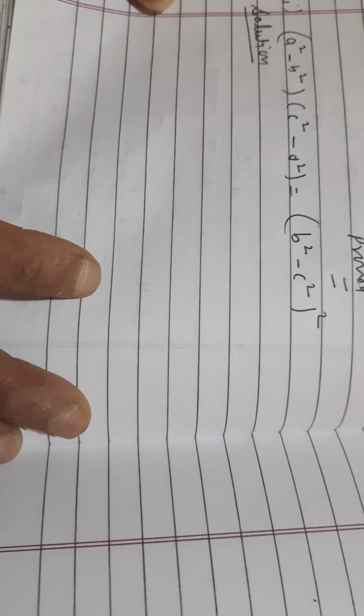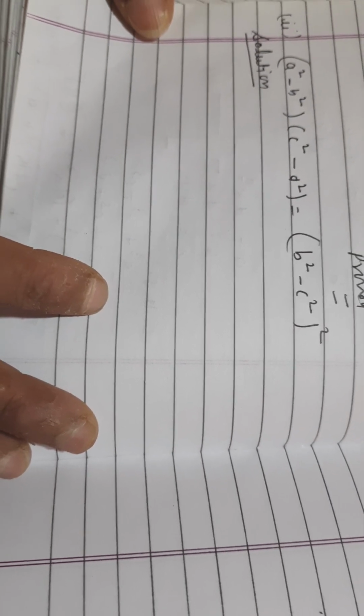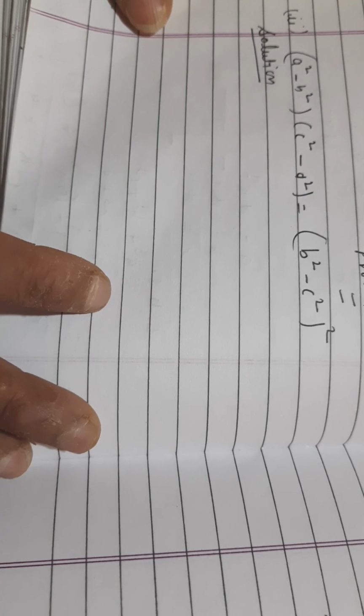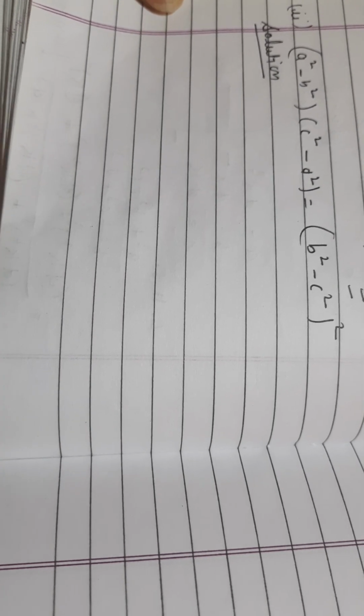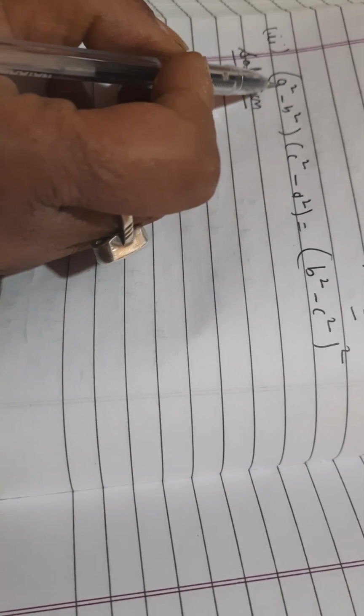Today I am going to explain question number 23, part 2, from exercise 6.2, Ratio and Proportion. The question is: if a, b, c, d are in continued proportion, prove that (a² − b²)(c² − d²) is equal to (b² − c²)².